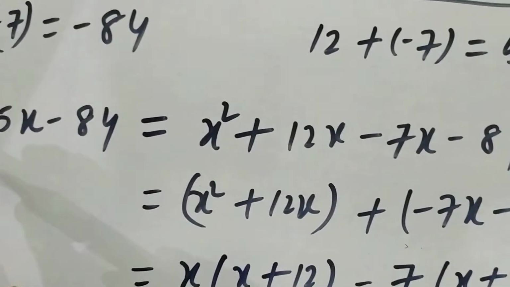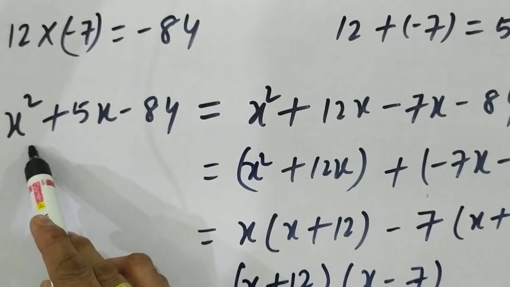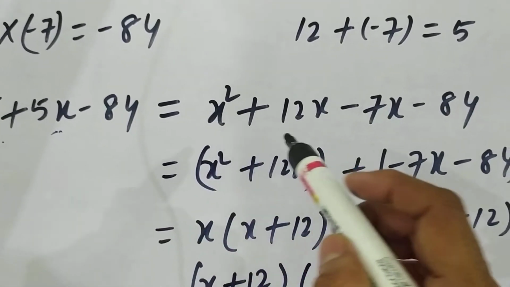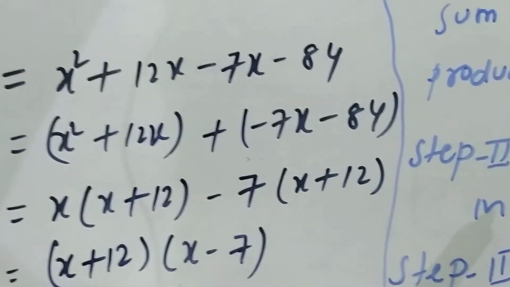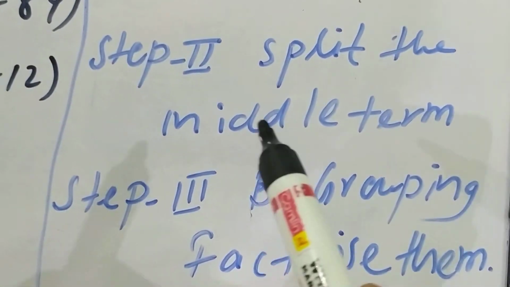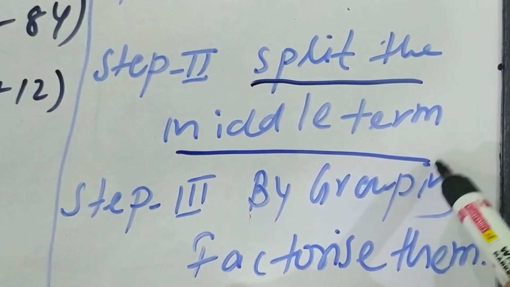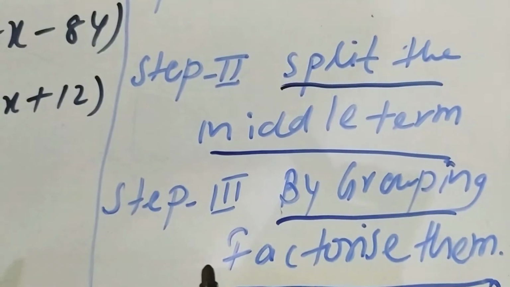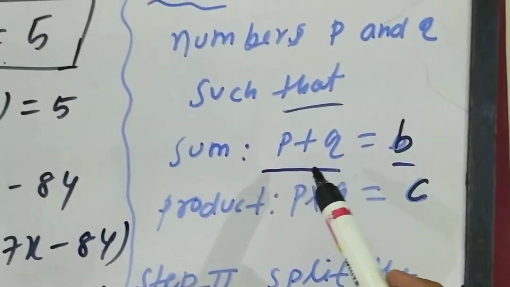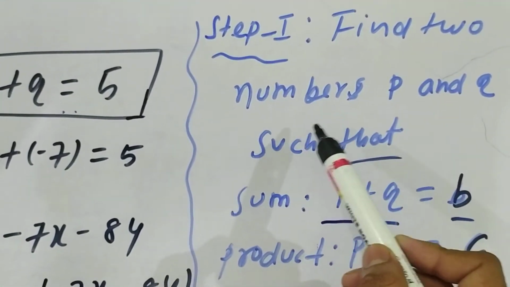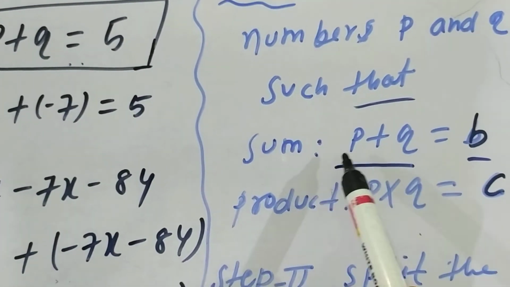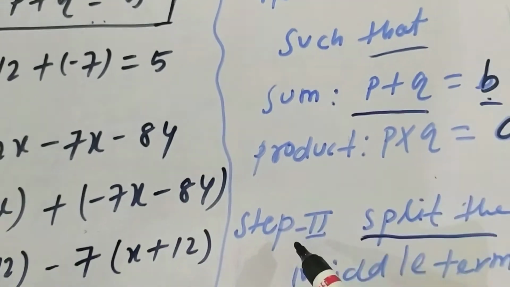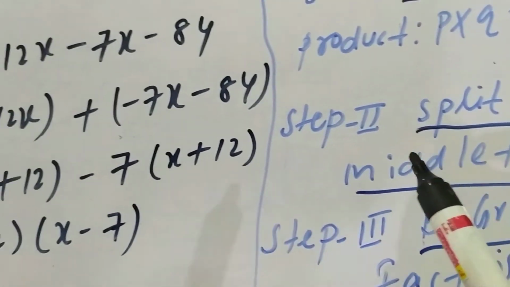Now see here what we are doing. See carefully, x square plus 5x minus 84. We are splitting the middle term now. Step 2: split the middle term, and in step 3, by grouping, factorize them. Step 1 is over: find two numbers p and q such that the sum p plus q is equal to b and the product is c. Step 2 is to split the middle term.